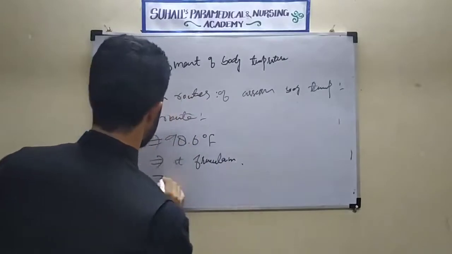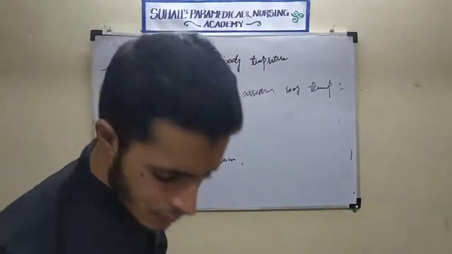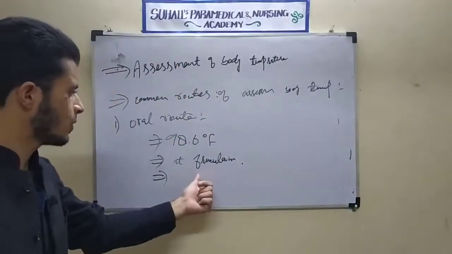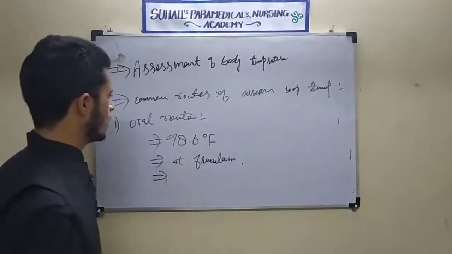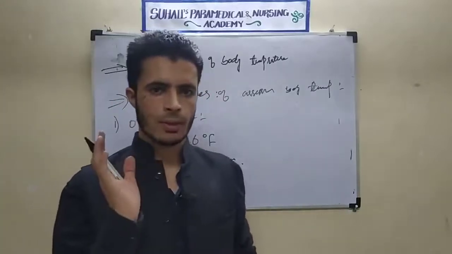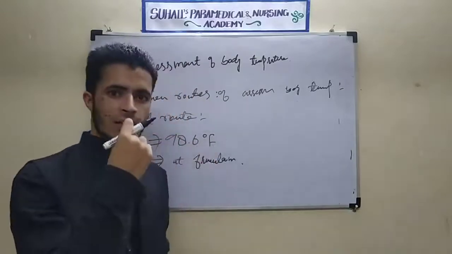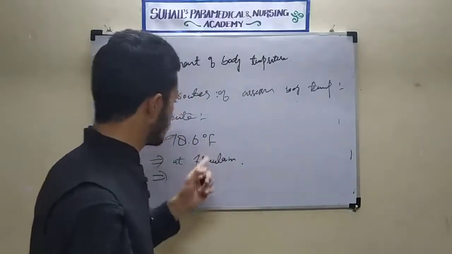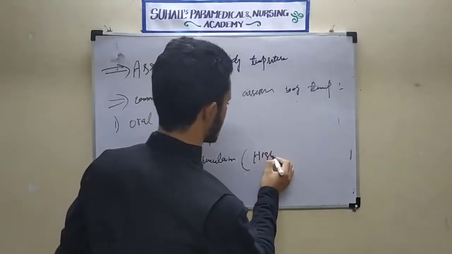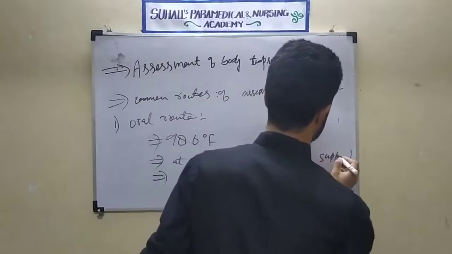Another thing is, why are we using the oral cavity? In case of oral route, there is high blood supply at the oral cavity, at the frenulum region. We can use this above the tongue also, but we are using below the tongue at the frenulum because there is high blood supply. This is the reason.